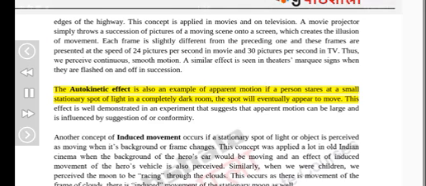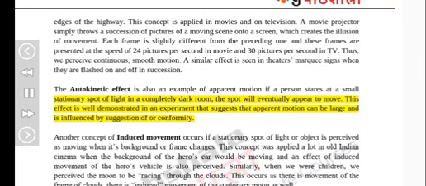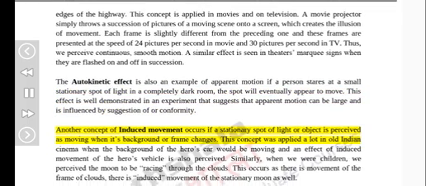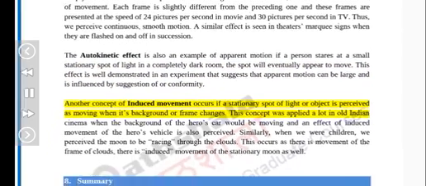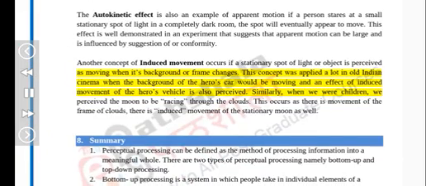This effect is well demonstrated in an experiment that suggests that apparent motion can be large and is influenced by suggestion or conformity. Another concept, induced movement, occurs if a stationary spot of light or object is perceived as moving when its background or frame changes. This concept was applied a lot in old Indian cinema when the background of the hero's car would be moving and an effective induced movement of the hero's vehicle is also perceived.